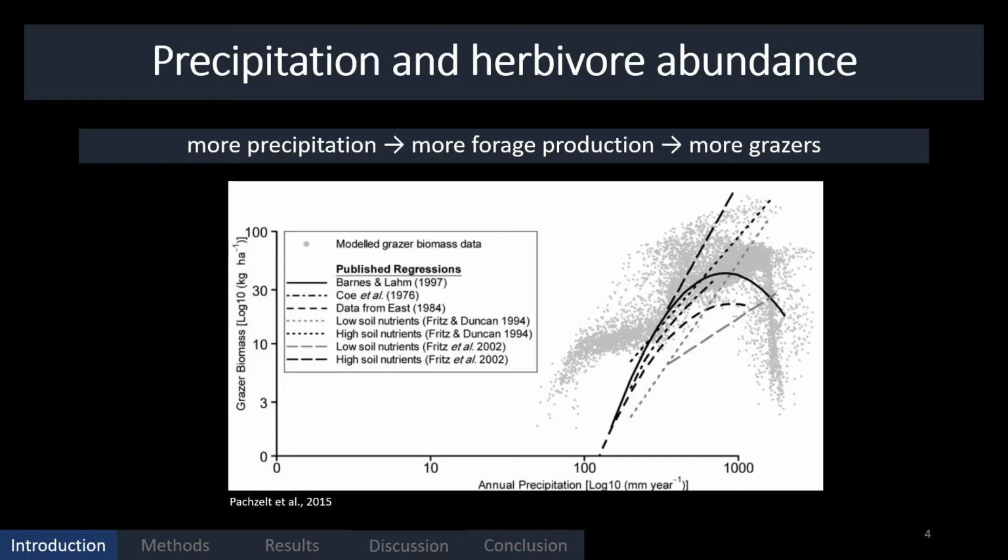So first I want to set the stage with a couple of concepts that will help frame the analysis going forward. First is the basic relationship between precipitation and herbivore abundance. As precipitation increases, so does forage availability and forage production, and that tends to result in greater abundance and greater populations of grazers.